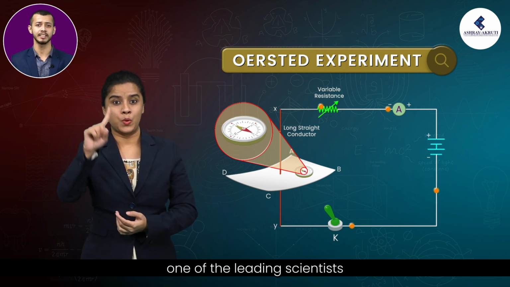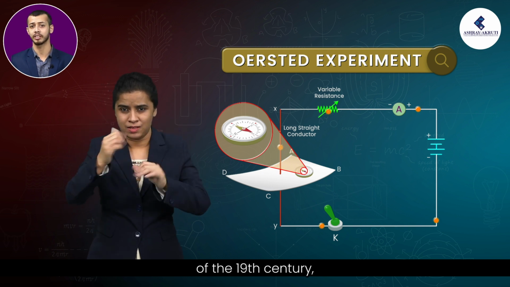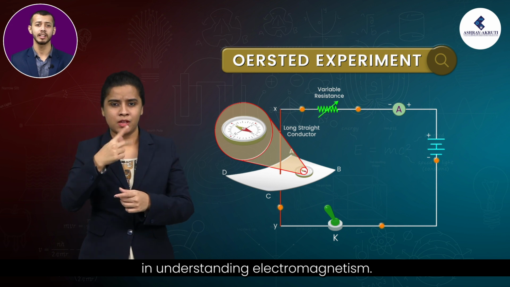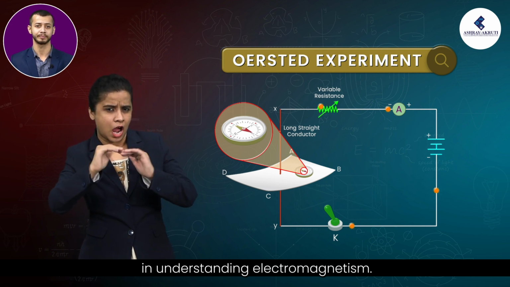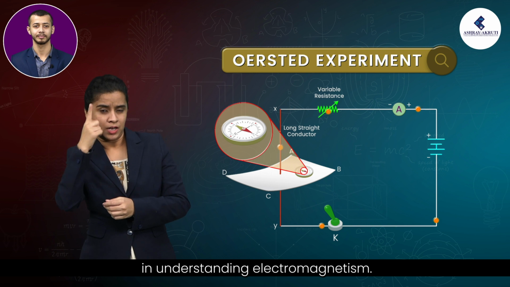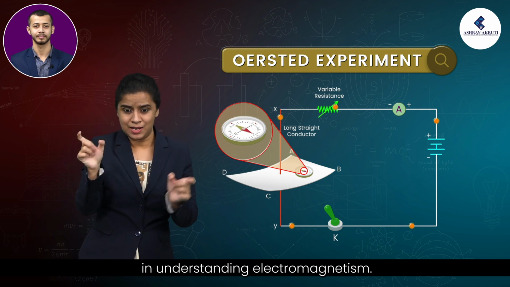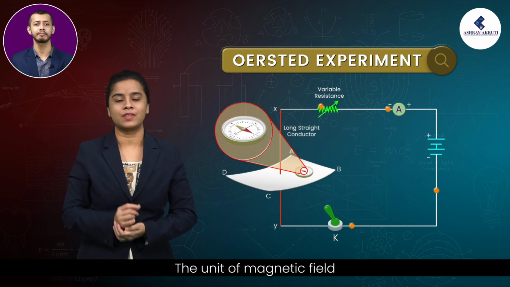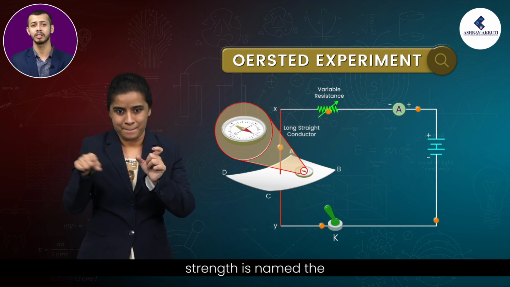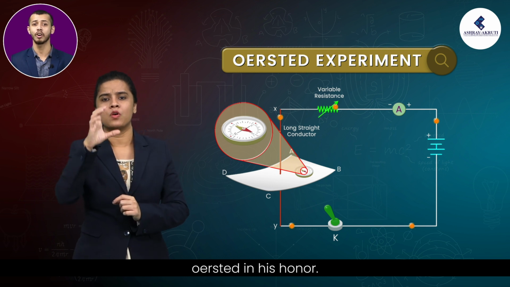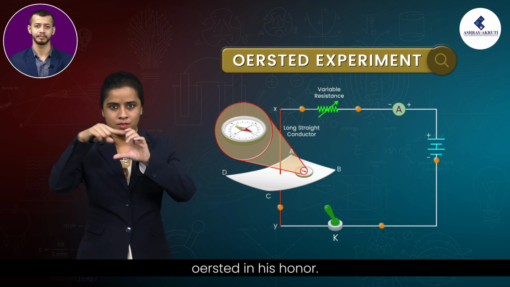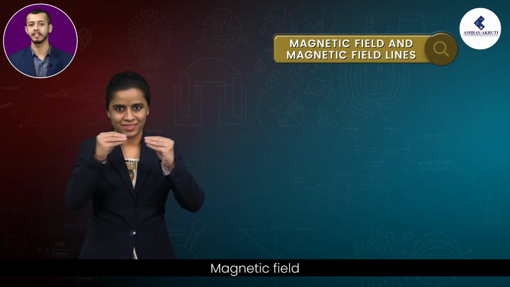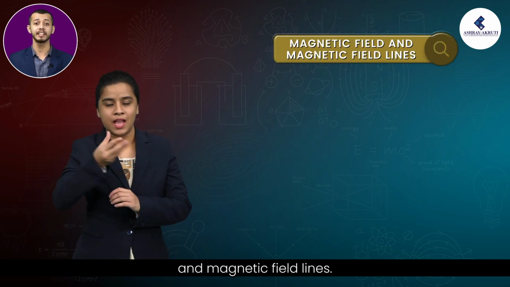One of the leading scientists of the 19th century, he played a crucial role in understanding electromagnetism. The unit of magnetic field strength is named the Oersted in his honor. Magnetic field and magnetic field lines.